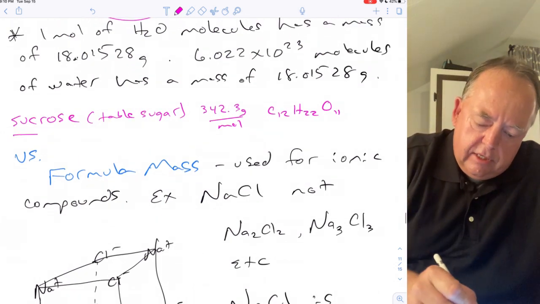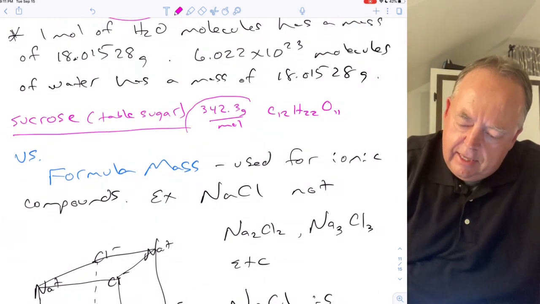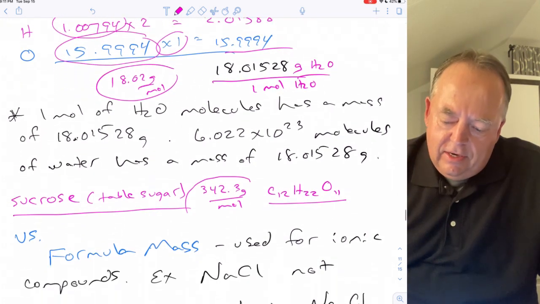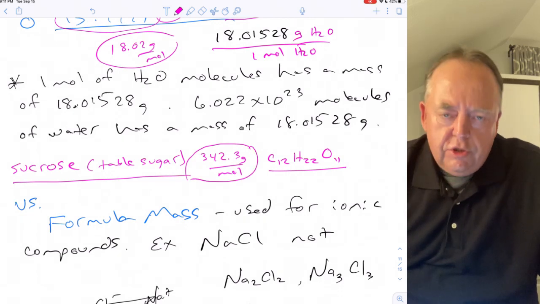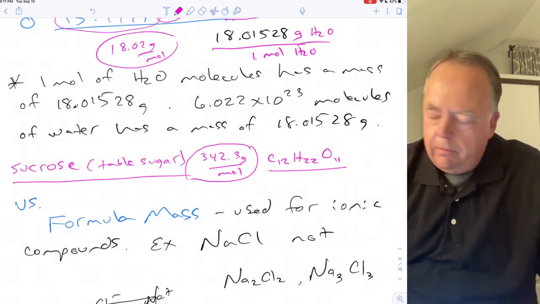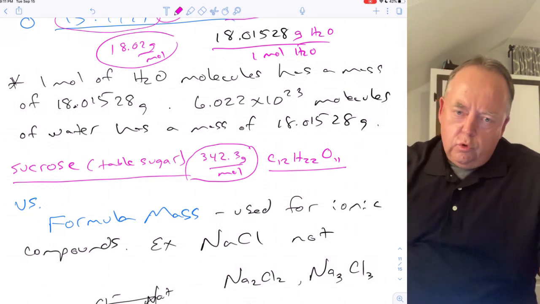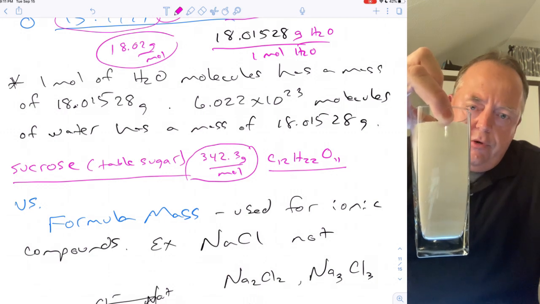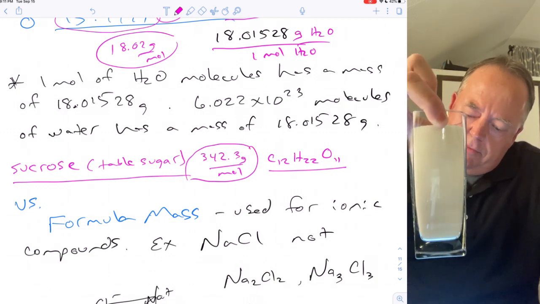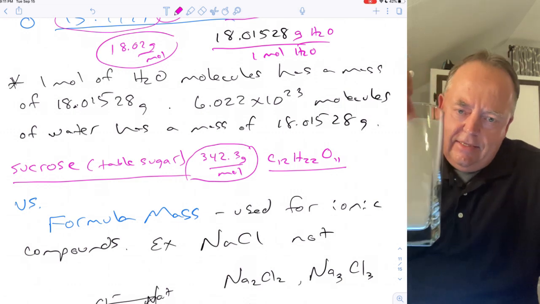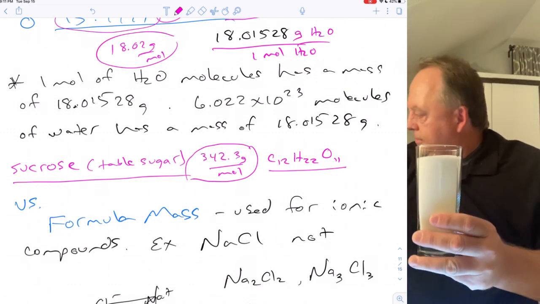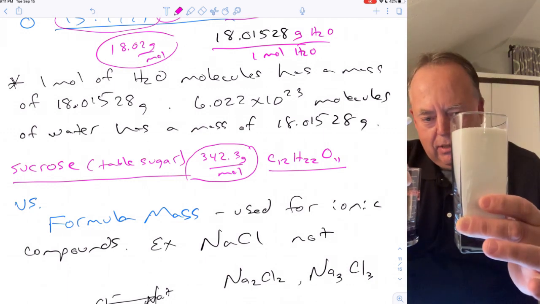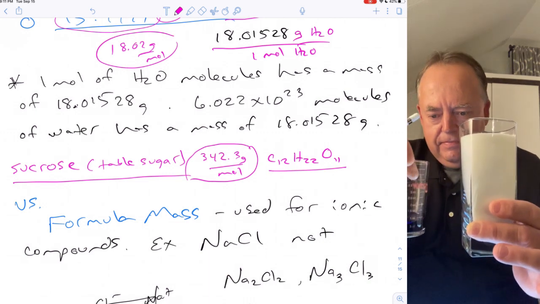So if we had sucrose instead, so table sugar, sucrose has this formula C12H22O11. So it's got a lot more atoms than water does, right? And so it's going to have a much larger molar mass. It's 342.3 grams per mole. So this will be what 1 mole of sucrose looks like, right? So that is 342.3 grams of sucrose, table sugar. So how many molecules of sucrose are in this cup? 6.02 times 10 to the 23rd, right? So 6.02 times 10 to the 23rd water molecules and 6.02 times 10 to the 23rd sucrose molecules.